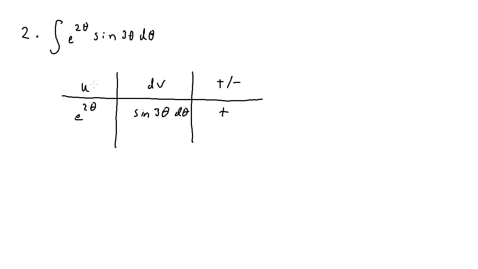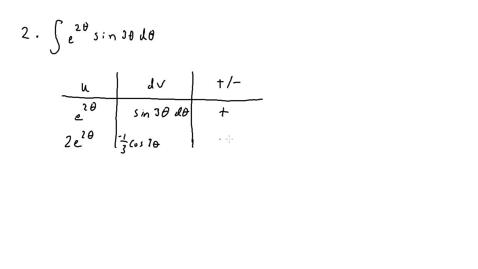Now realize that for the u column, we can't necessarily derive e to the 2 theta until we get to 0. So this brings about the second scenario for the tabular method. And that is we keep on integrating the dv column and we keep on deriving the u column until we get a multiple of the original integral. And so I'll explain that a little bit later, but first let's go ahead and derive the u column. So derivative of e to the 2 theta is going to be 2e to the 2 theta. Integral of sine 3 theta d theta is going to be 1 over 3, or negative 1 over 3, cosine of 3 theta.